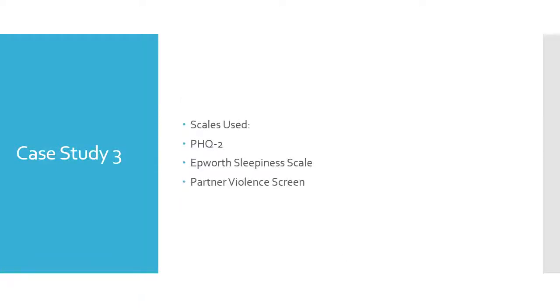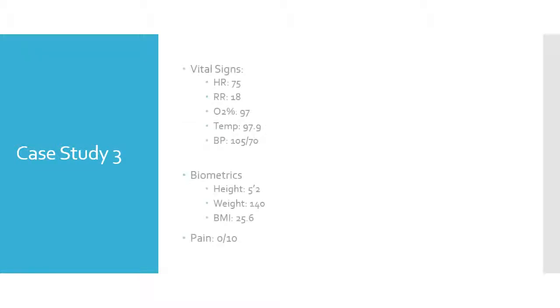We're going to use the PHQ-2 scale, the Epworth Sleepiness Scale, and the Partner Violence Screen. Her vital signs are all stable. She's a little bit overweight, but she's not in any pain.